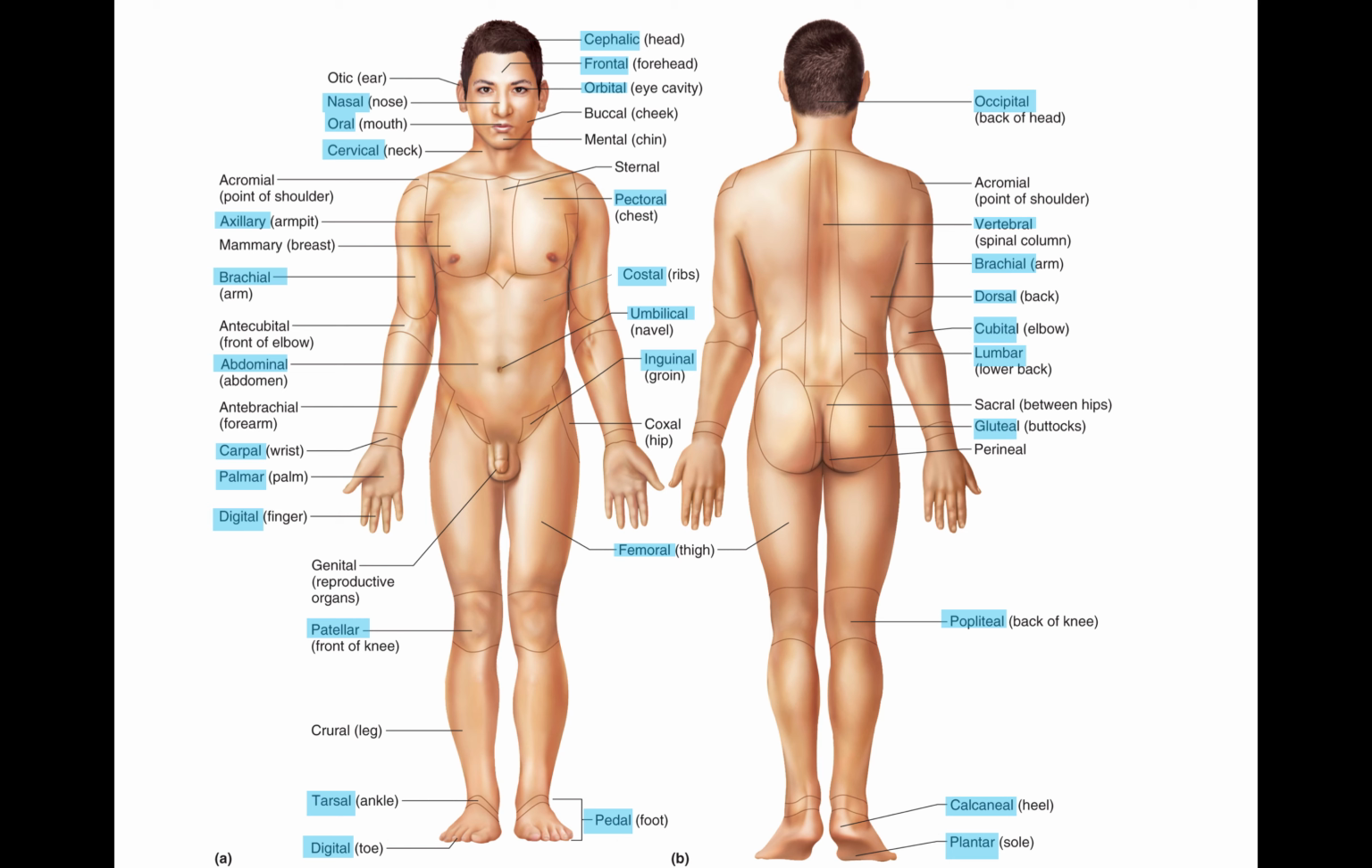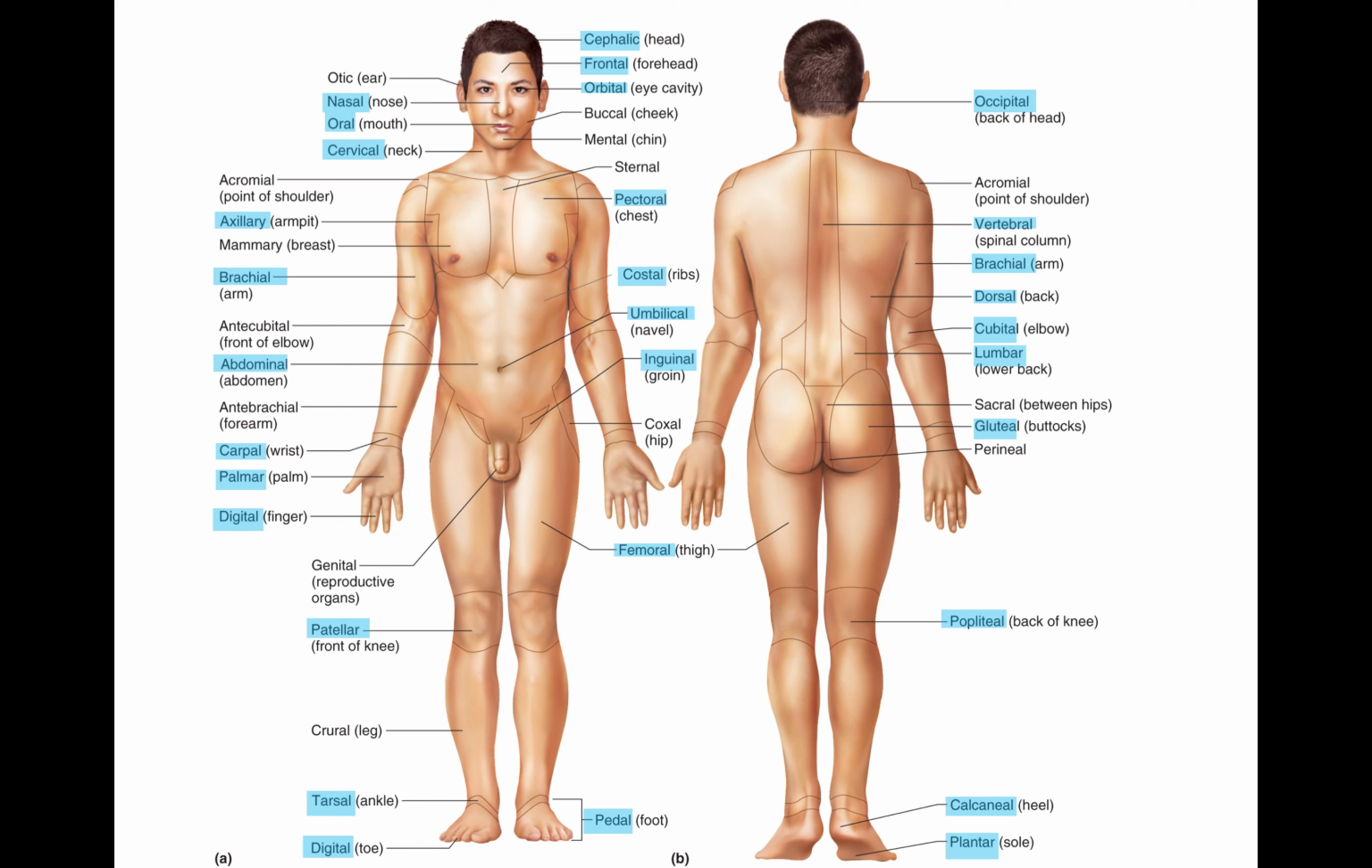Nasal refers to your nose. Oral refers to your mouth. Occipital refers to the back of the head, usually talking about the lower part of the back of your head. Moving down, your neck is the cervical region. Females do also have a cervix as part of the reproductive system. Cervical is used to describe that region as well. However, in the context of this course, we'll use cervical to talk about the neck.